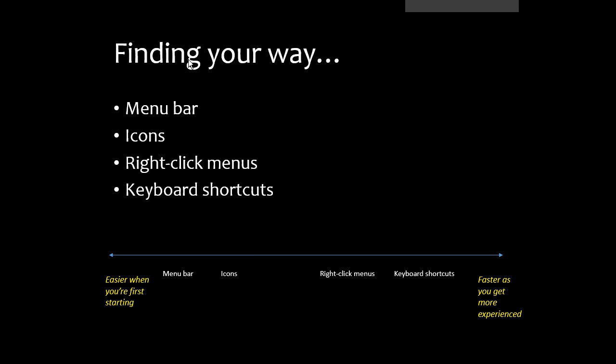Once you're comfortable with the menu bar, you might go on to icons, because you'll know what to look for in the icons. Or you might go on to right-click menus. And eventually, a lot of things I use when I'm editing now are through keyboard shortcuts, because you can do a lot of work very quickly, and Premiere is super logically laid out.